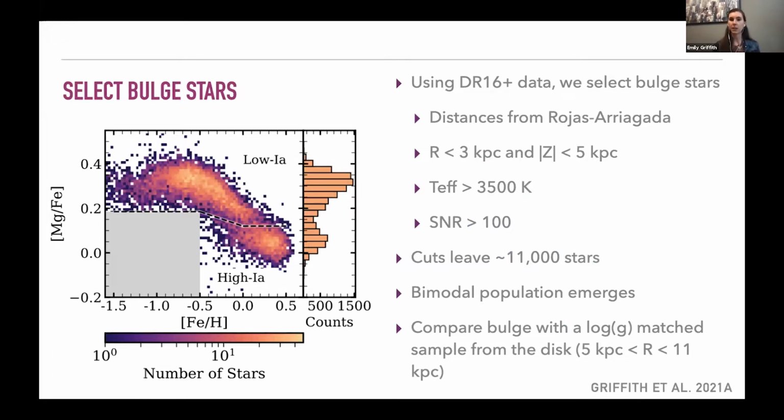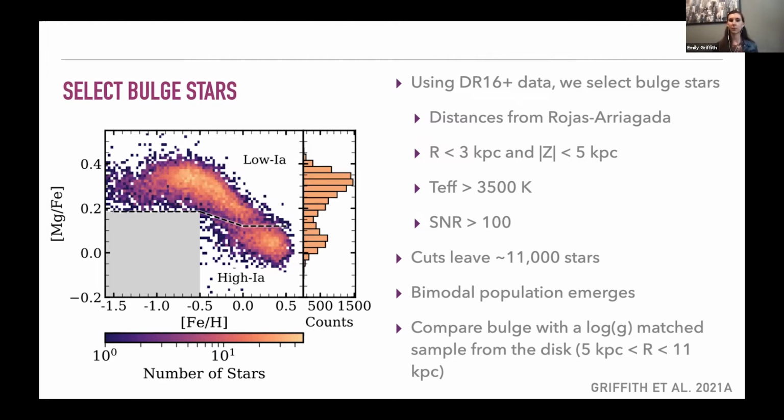And you can see that just as we see in the disk, there's a bimodal population. This is something that was seen in a lot of the work with DR16 and hadn't been seen previously because of insufficient data. But with all of the abundances in DR16, it's very clear that the bulge exhibits this bimodal population and has two distinct populations, the low Ia stars and the high Ia stars, even though the high Ia population is much less extended than we see in the disk.